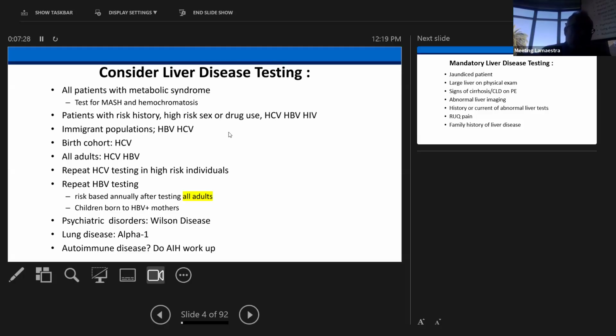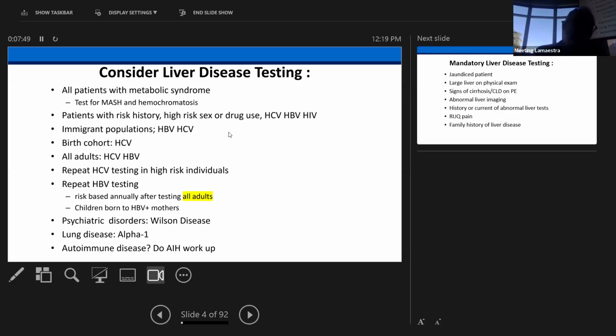Repeat hepatitis B testing depends on different issues. We're going to get into that in a little bit. One item we don't want you to miss: if somebody's got any type of liver disease and a psychiatric disorder and they're under 65 years of age, get a ceruloplasmin. It's a $3 test. Good for screening for Wilson disease, a copper disorder.